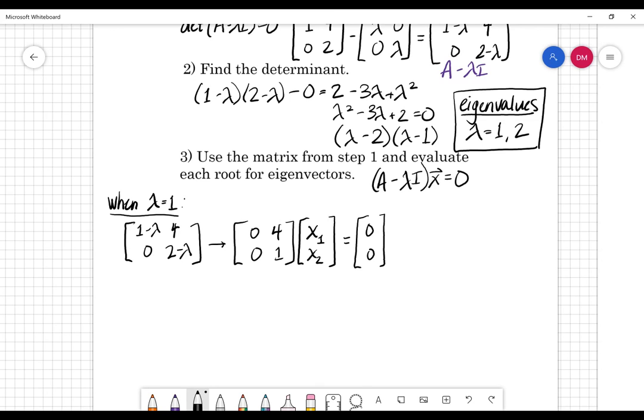This is the part that you're going to be a little uncomfortable with. Okay, once you set this up, so I'm just going to write this here, A minus lambda identity times my x vector is equal to the 0 vector.